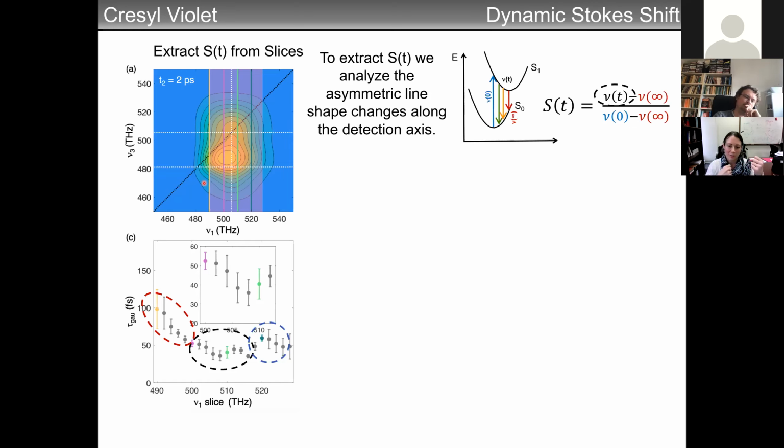And so we were thinking about this, and to sort of help understand what's happening with these timescales, I want to go back and just sort of remind you of how we're extracting the Stokes shift from the 2D spectra, right? We're taking slices here, we're looking at this asymmetric line shape change, and from that, we're extracting this frequency. And we're assuming that this frequency that we're extracting is reporting on this energy gap. So if there's any other process in the 2D spectra that has an asymmetric line shape change along the omega-3 axis, the detection axis, it could influence this frequency that we're extracting.